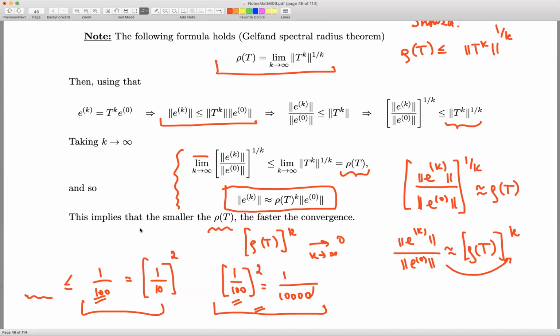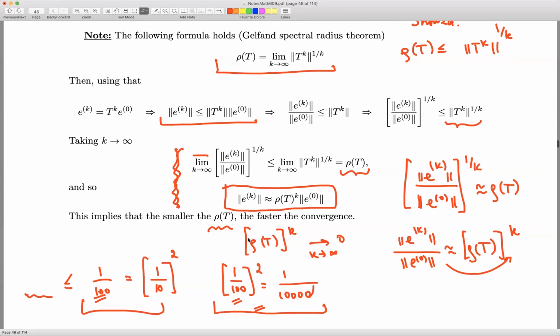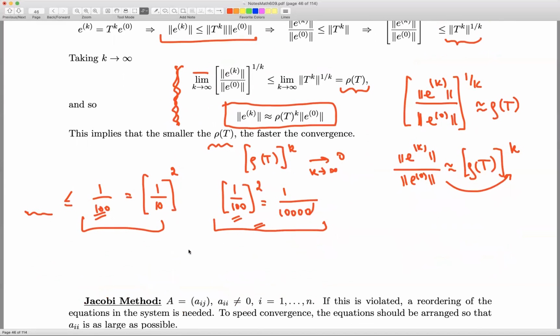So as I mentioned, this kind of heuristic analysis here would imply that the smaller the spectral radius, the faster the convergence of the output of our iterative procedure to the solution of our system.